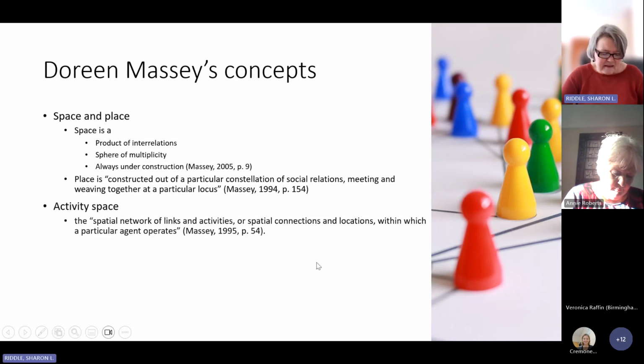Activity space is a way of looking at the social relations and the activities of individuals. So each individual might have its activity space, and the EAP unit might have its activity space. And all of these interconnect together and influence each other.